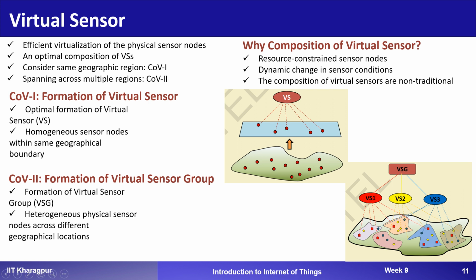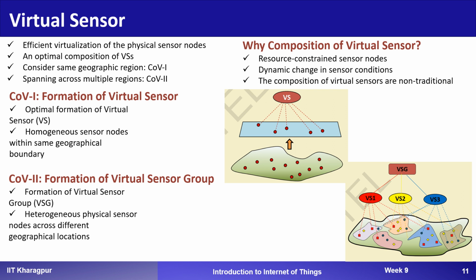Now, why is the composition of virtual sensors required? First is resource constrained sensor nodes. Sensor nodes are resource constrained devices. They don't have enough memory or processing power. So in order to perform a task efficiently, we need a composition of different sensors which can perform the task efficiently. Second is dynamic change in the sensor condition. Due to some environmental changes or some error in your sensor, a single sensor cannot provide an accurate reading. So we require a number of sensors in order to get efficient sensing of your environment. For that purpose, a composition of your sensors is required.